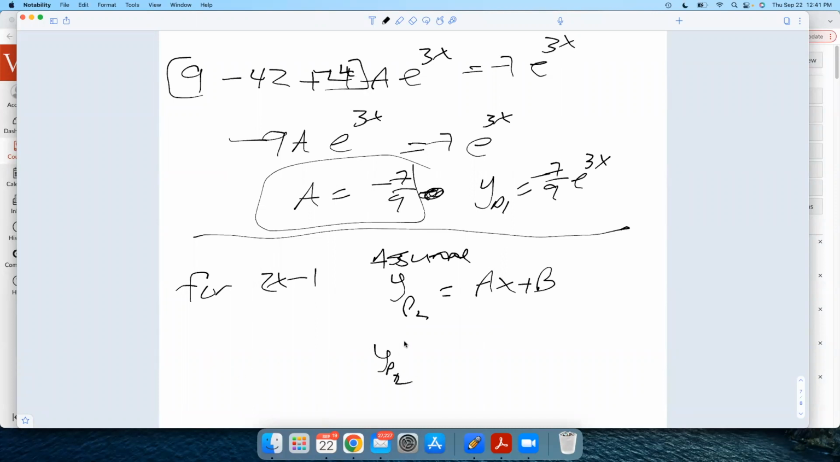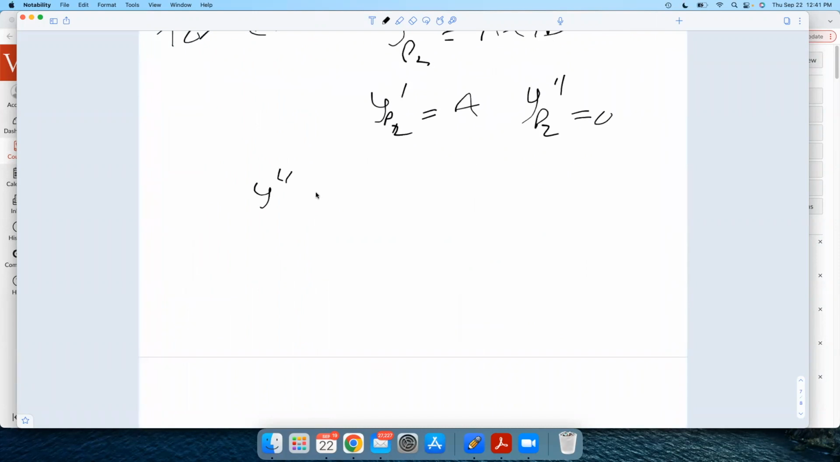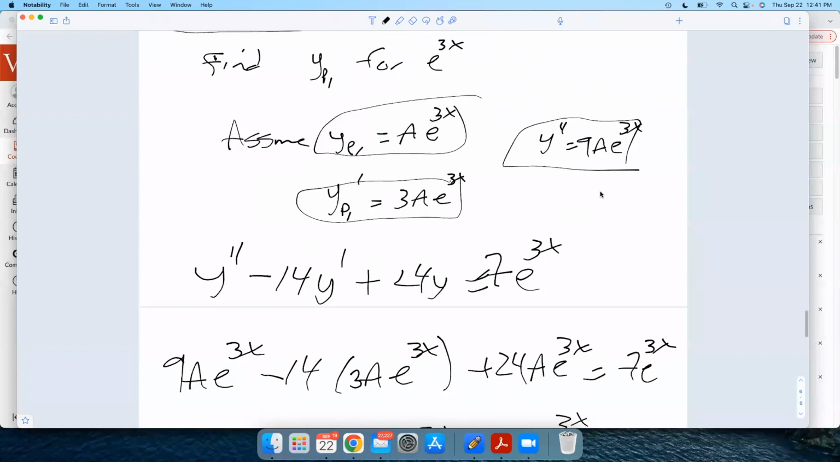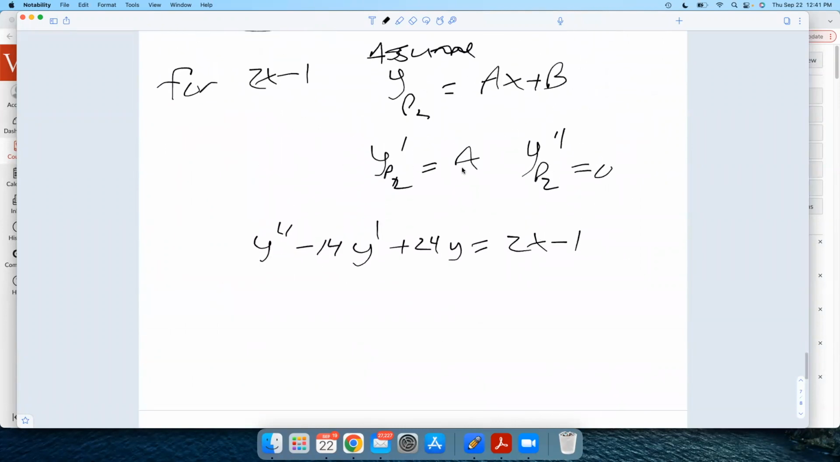Then YP2 prime would just be A, and YP2 double prime would be 0. So we plug all of those into our DE. It's a Y, and that was 2x minus 1. Let me make sure I wrote all that correctly. Yeah, I got that part, and 2x minus 1. Okay, so nothing here. We're going to get a minus 14a plus 24 times the original ax plus b should be 2x minus 1.